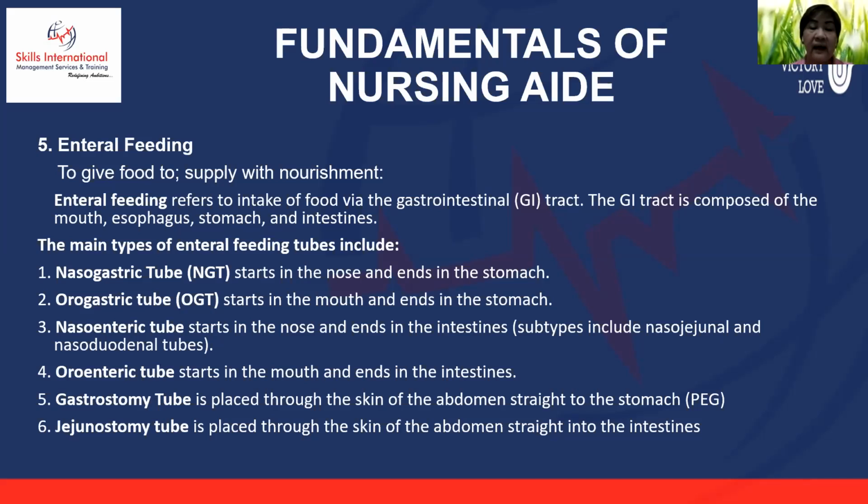The main types: number 1 is the nasogastric tube, abbreviated NGT. It starts from the nose and ends in the stomach. You insert the tube from the nose directly to the stomach and give the enteral feeding. Number 2 is the orogastric tube, or OGT. OGT starts from the mouth; oro means mouth, and it ends in the stomach.